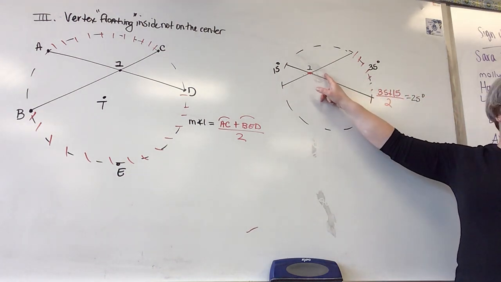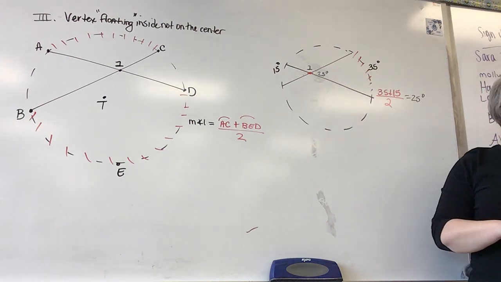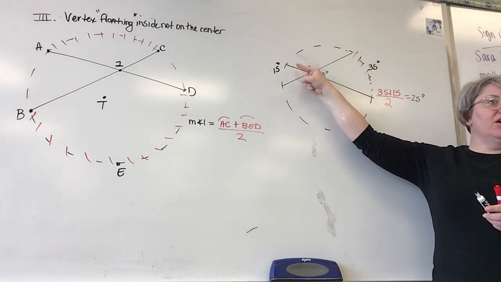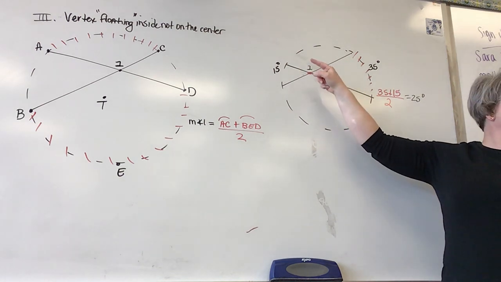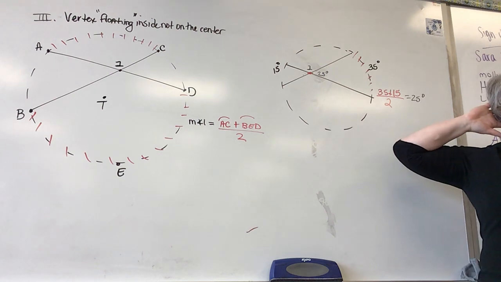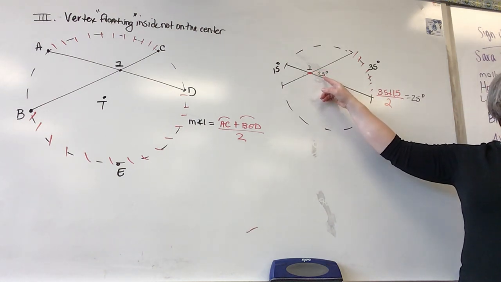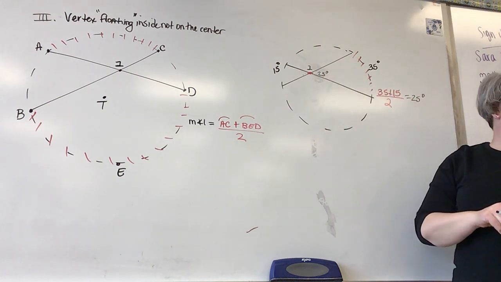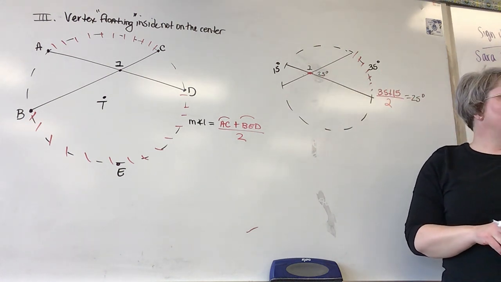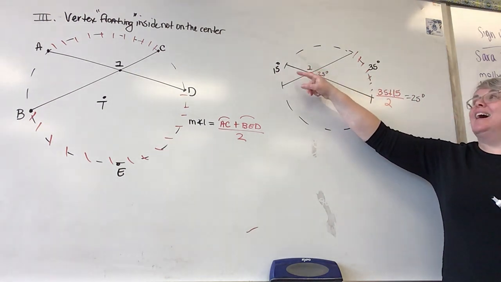You could still find this angle like we did, which was 25 degrees, agree? And then what would it be to angle 1 from chapter 1? Or what is 25 and angle 1? They're supplementary because they're a linear pair, right? And so 180 minus 25 is 155. Agree?